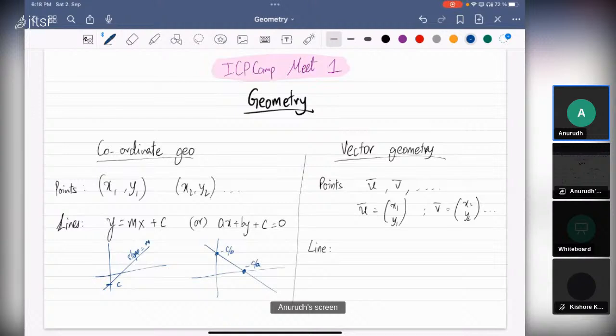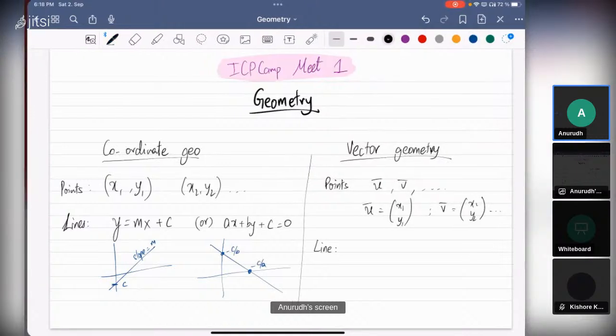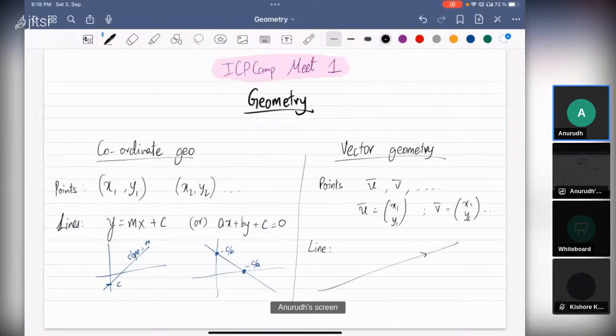So in vector geometry, one standard way of defining a line is if you have a point P on it, and if you have any vector u bar that goes along the line, then any other point on this line can be written as, let's call this P naught, any other point P can be written as P naught plus lambda u, where lambda is an arbitrary real number.